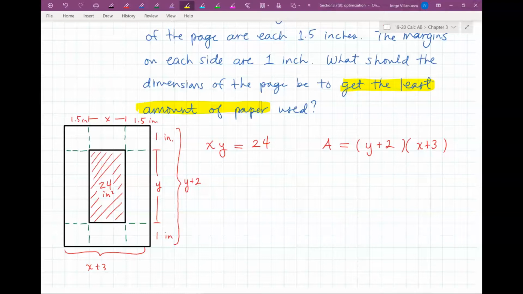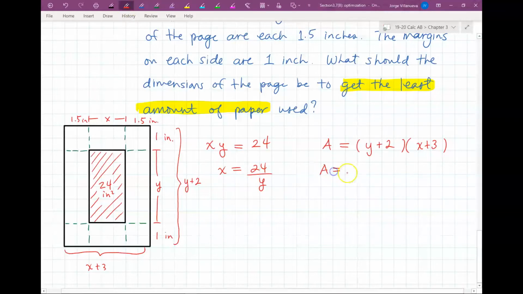Okay? Now, that means if I'm optimizing the whole paper, I'm going to take a derivative of it, right? I'm going to optimize my area. But how many variables do I have for area? 3. Can't have that. So what do you think the left side equation is going to be for? I'm going to solve for either x or y, right? And then I'm going to plug it in. So let's just solve for x. Okay, let's solve for x. So x is equal to 24 over y. And I'm going to plug that in to my A equation.